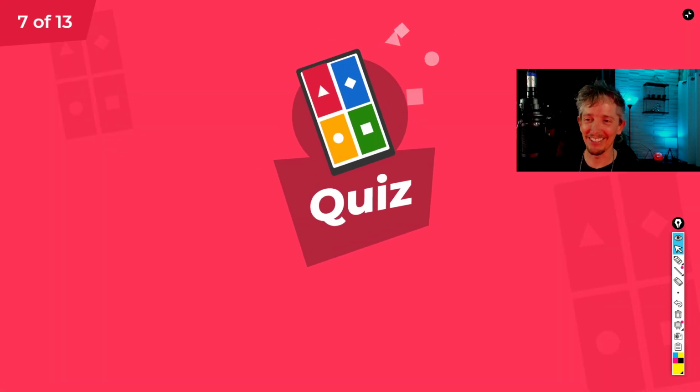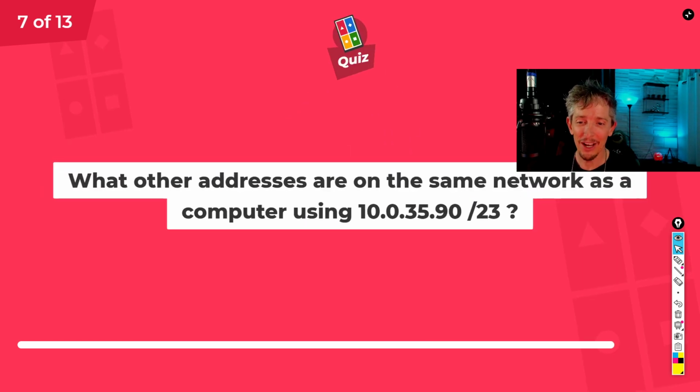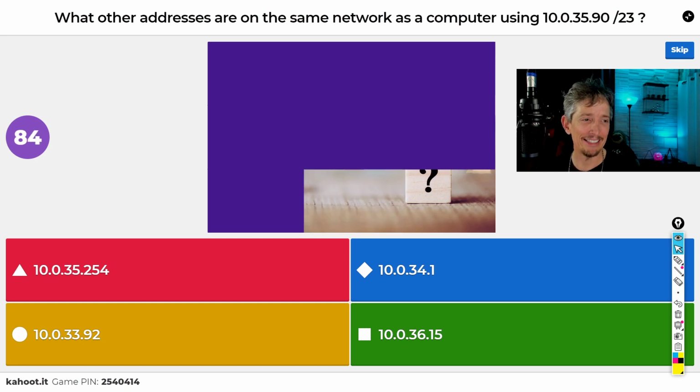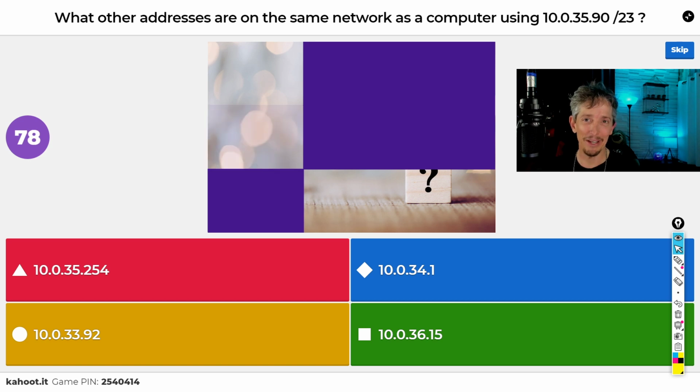All right. Moving on. Question 7 of 13. You're doing great. Hang in there. Multi-select. More than one answer. What other addresses are on the same network as a computer that has the IP address 10.0.35.90 with a /23? So the math here is, what network is that? What is the range for that network? And then pick 2 or more addresses that are on that same network.